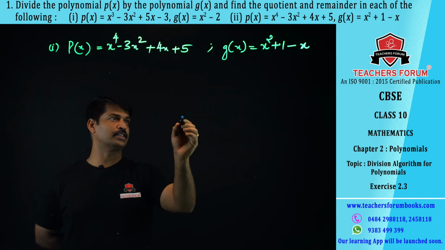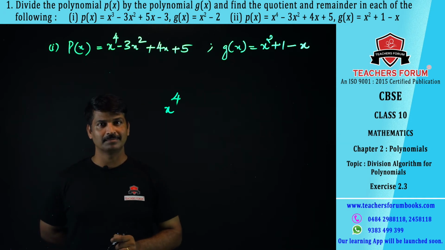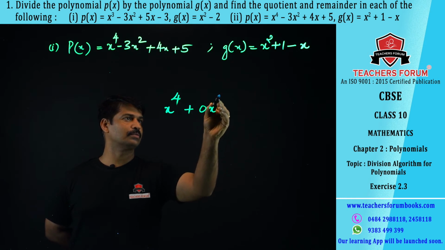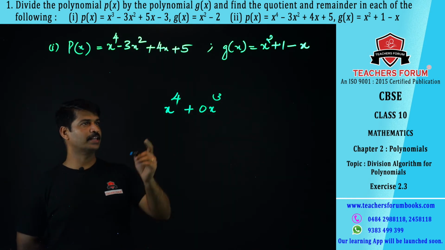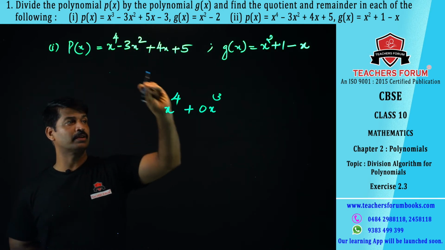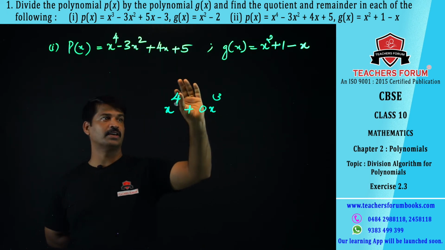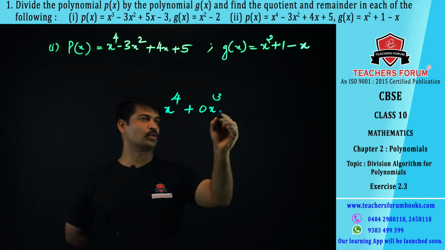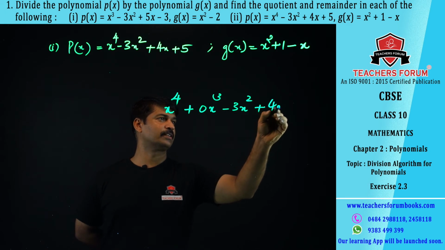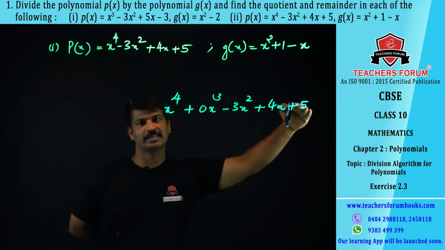p of x is x raised to 4. Is there an x cube term? It is not given. So it is better to put an x cube term there. You can write 0x cube. If the x square term is not given, you should write 0x square. So as the x cube term is not given, we have written 0x cube. Then comes the x square term, minus 3x square. Then comes plus 4x plus 5. See, the degrees are in decreasing order.